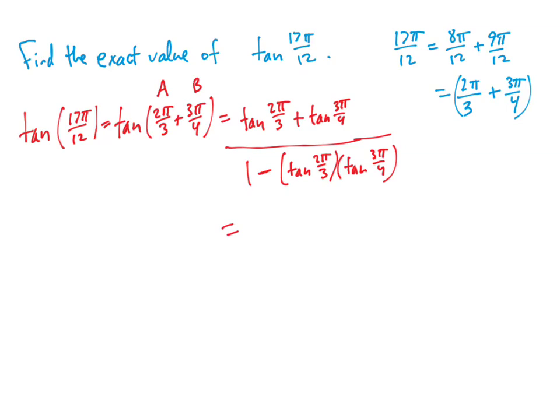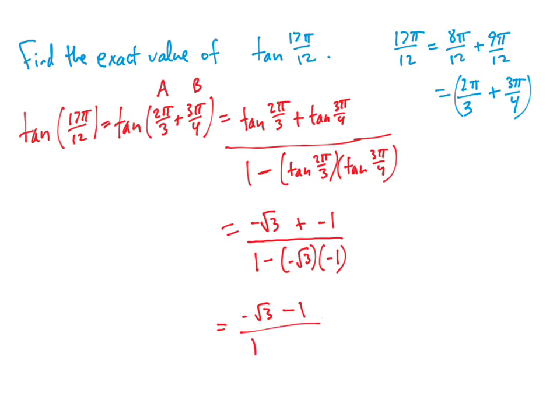Tangent of 2 pi over 3 is equal to negative root 3, plus tangent of 3 pi over 4, which is equal to negative 1, divided by 1 minus tangent of 2 pi over 3, that's negative square root of 3, times tangent of 3 pi over 4, which is negative 1. So we end up with negative square root of 3 minus 1 divided by 1. I have 3 negatives getting multiplied, so this is going to be negative 1 minus square root 3. Now, this is a perfectly legitimate answer.